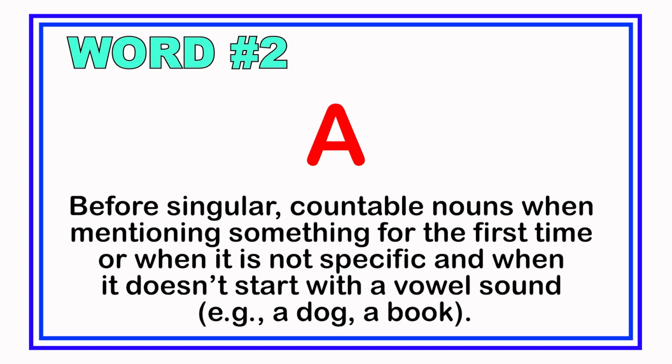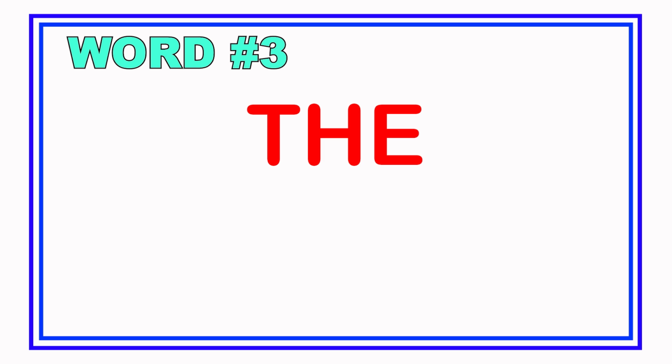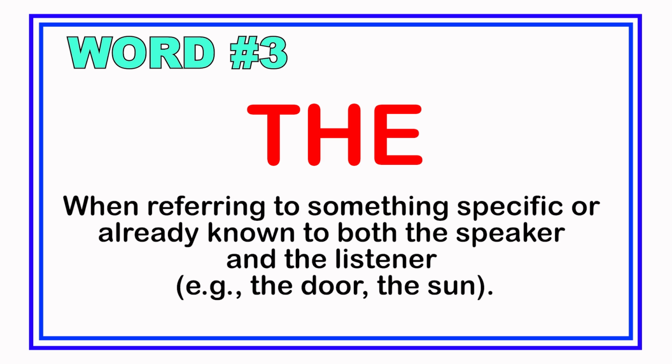Number 2, use a before singular countable nouns when mentioning them for the first time or when it's not specific, and when it doesn't start with a vowel sound. For example, a dog, a book. Number 3, use the when referring to something specific or already known to both the speaker and listener. For example, the door, the sun.